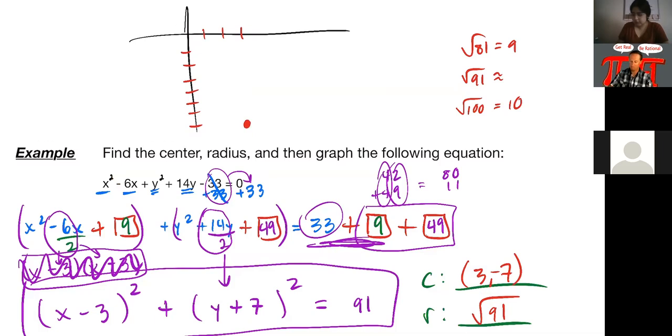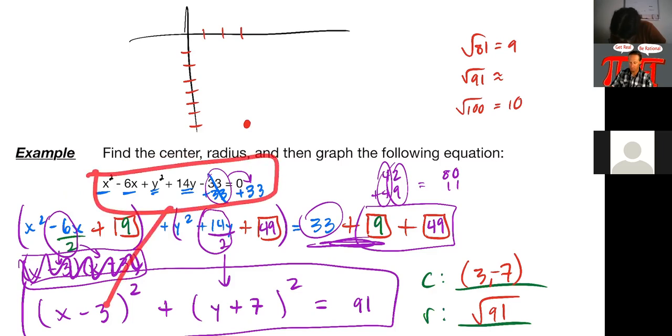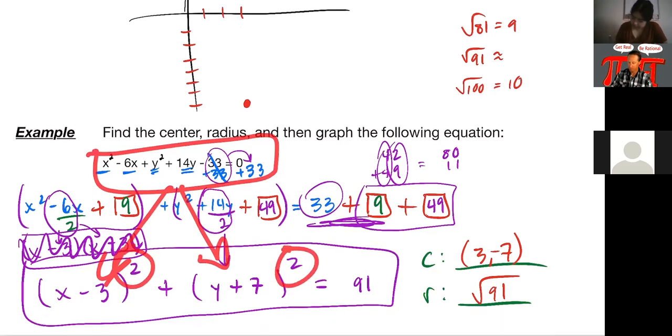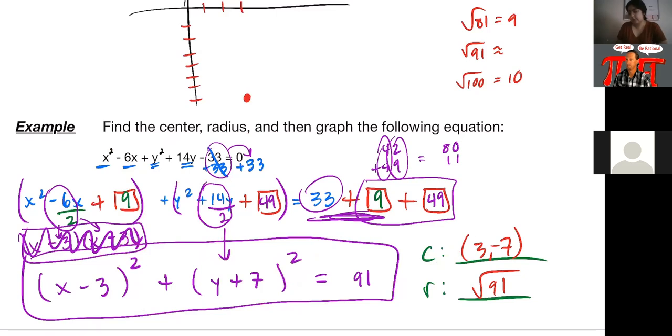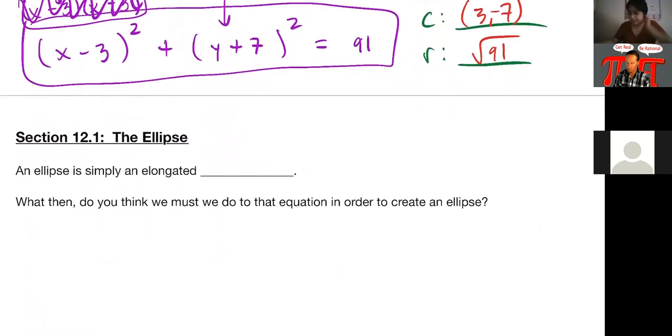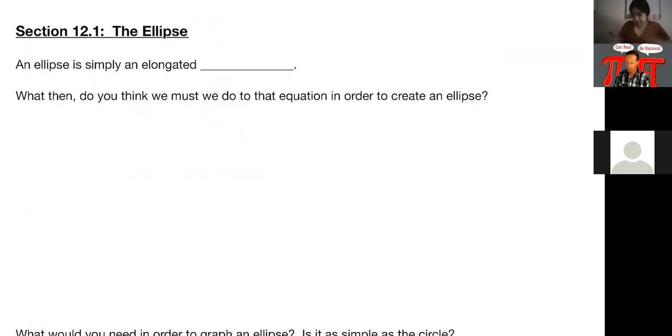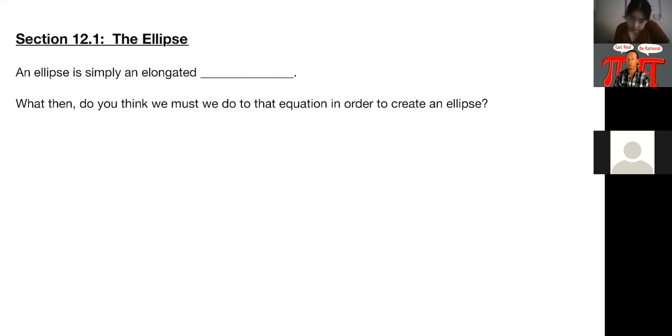I tried to tackle pretty much everything in one problem, one example. And that is taking this generic form and rewriting it by completing the square twice to find both our center and then taking the square root to find our radius. Okay, but that's it for the first section. Now we're going to do similar things for the following, 12, 1, 2, and 3.